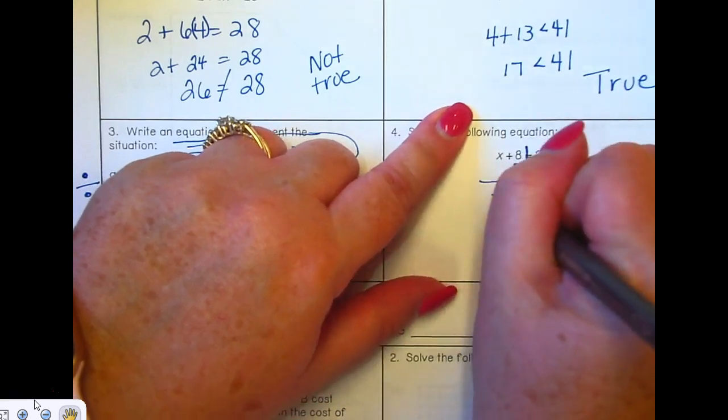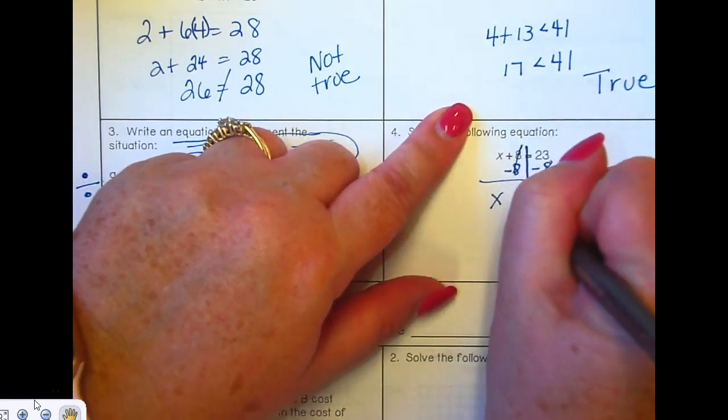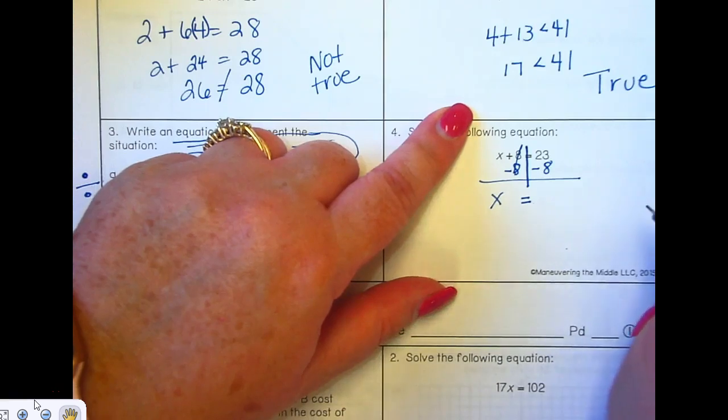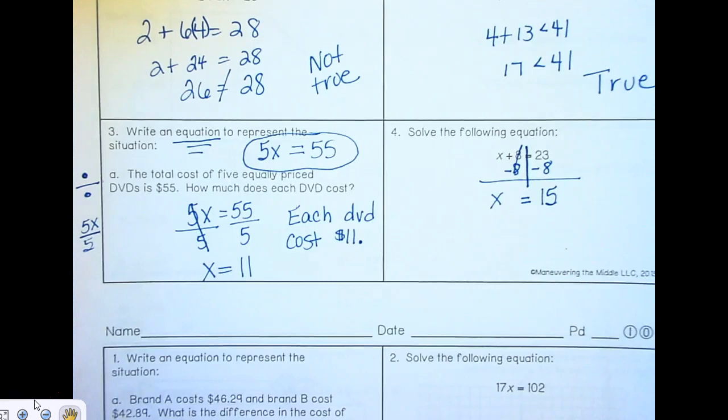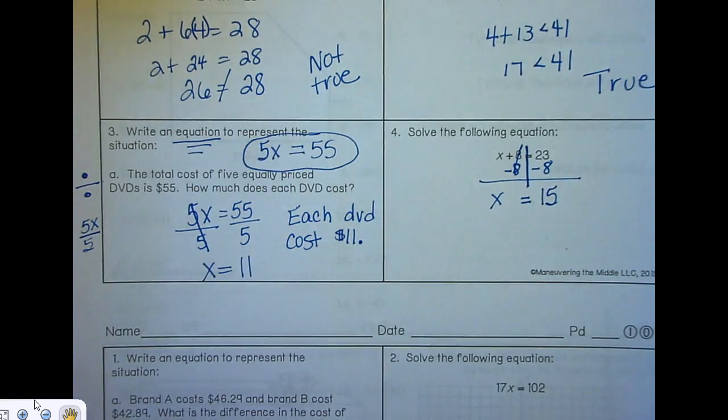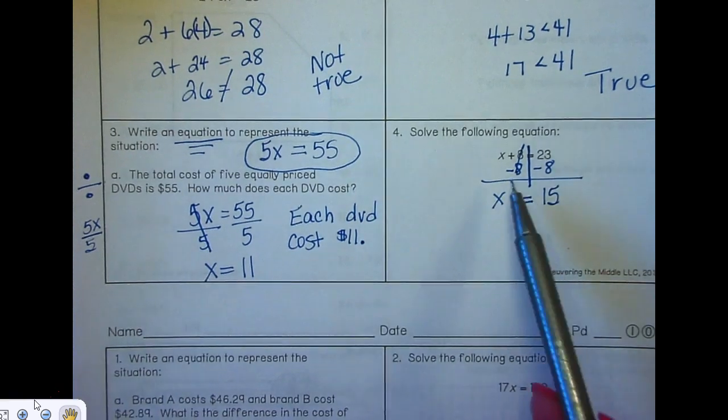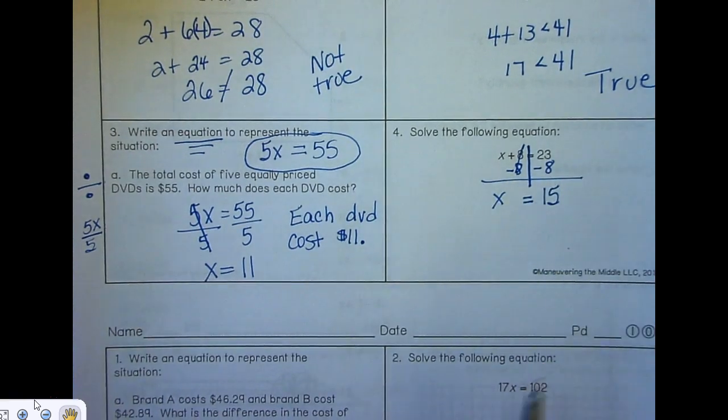So you are left with x, that goes away, equals, is it 15? That's your answer. It should look like that. You can't just have the number 15 written. Remember, the standard is what you do on one side, you have to do to the other.